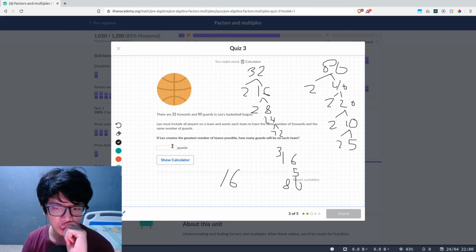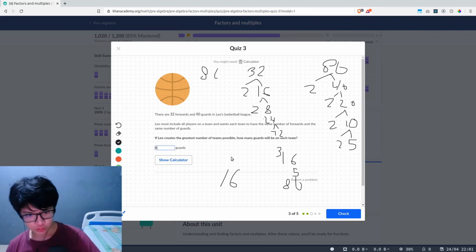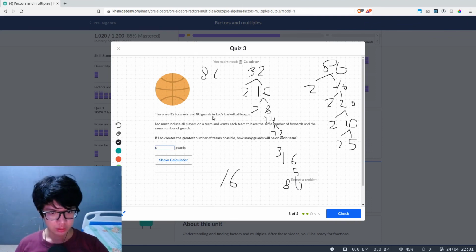How many guards will be on each team? So how many guards? There are 80 guards. So 80 divided by 16. That should be like 5, right? 5 guards for each team. And then if this was forwards, then there would be like 2 only of them for each team.